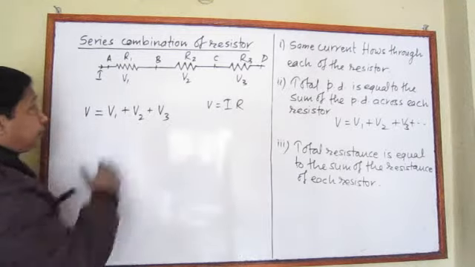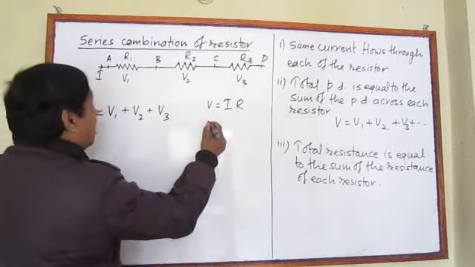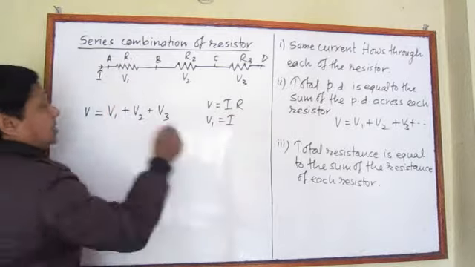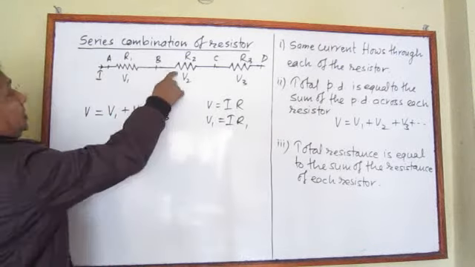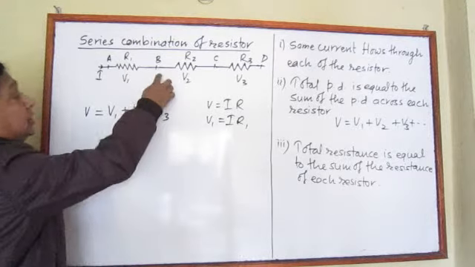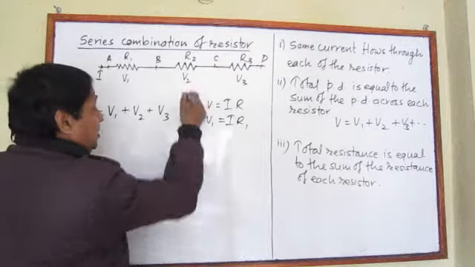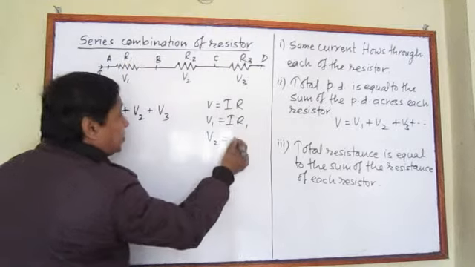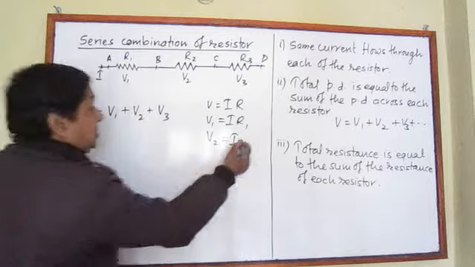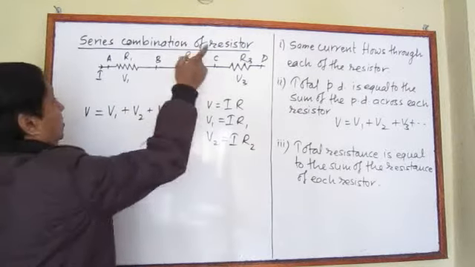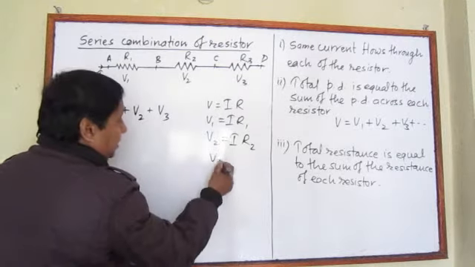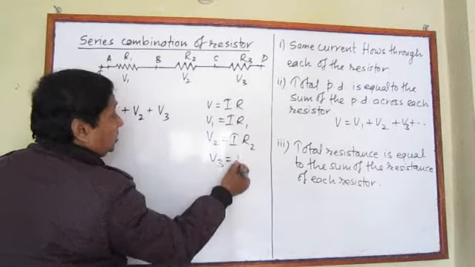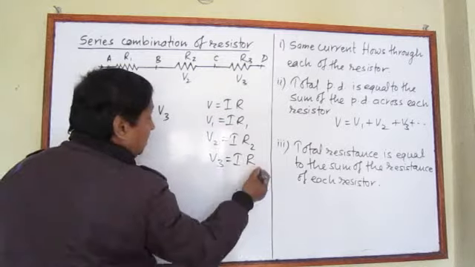Now the same equation in case of the first resistor can be written this way: PD across the first resistor, which is V1, is equal to the current in the first resistor, the same I, and the resistance of the first resistor is R1. In the same way, let's talk about the second resistor. PD across the second resistor, between B and C, denoted by V2, is equal to the current flowing through it, the same current I, and the resistance of the second resistor is R2. Now the third one: PD across the third resistor is V3, and the current flowing through it is also the same current I, and its resistance is R3.